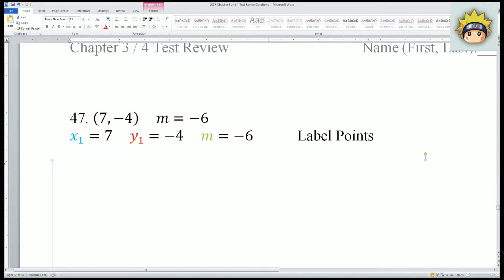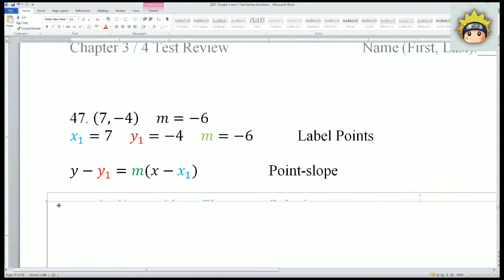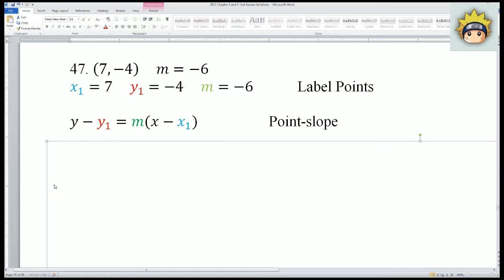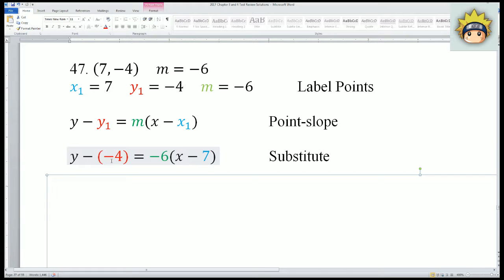Here's 47. 47 is 7 comma negative 4. The m is equal to negative 6. I label my points. X1 is equal to 7, y1 is equal to negative 4, m is equal to negative 6. What you need to do is write the point slope equation. Make the substitution: y minus negative 4. Negative 4 is what y1 is equal to. M is equal to negative 6. X1 here is 7. Make that substitution.